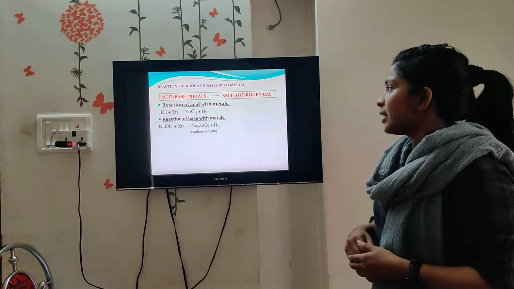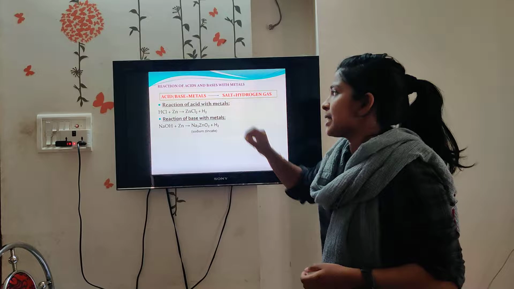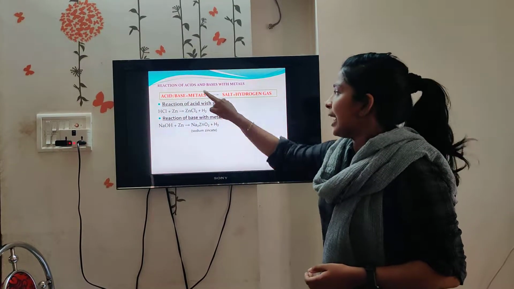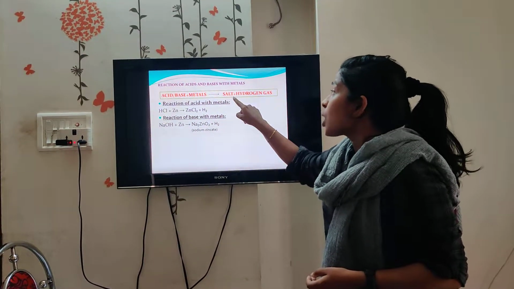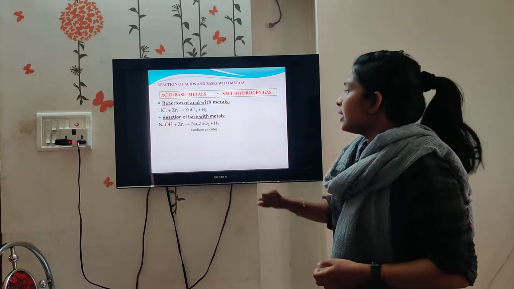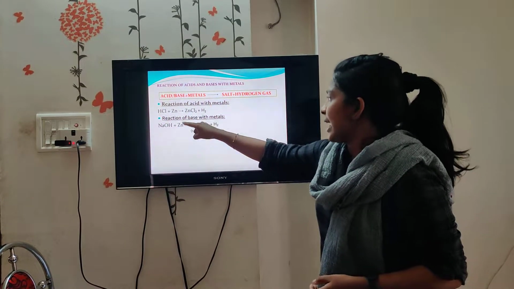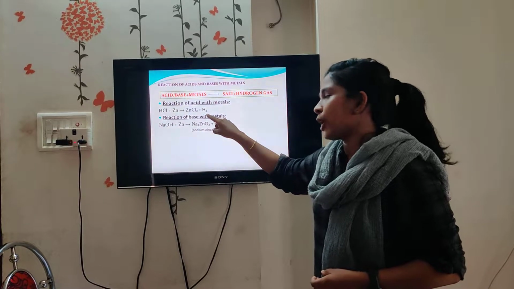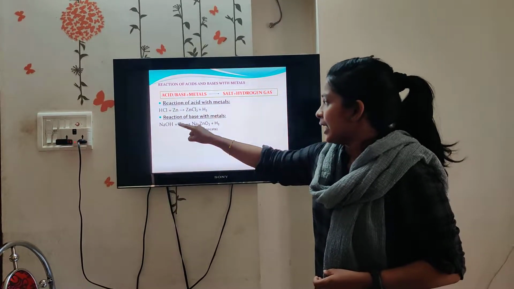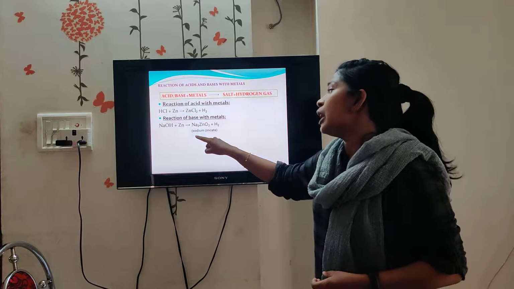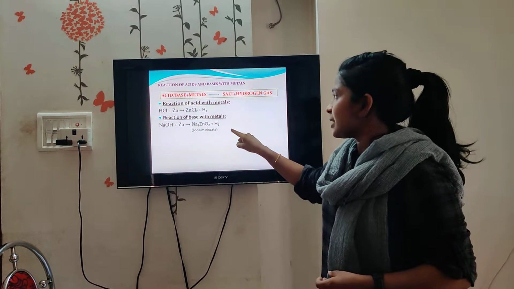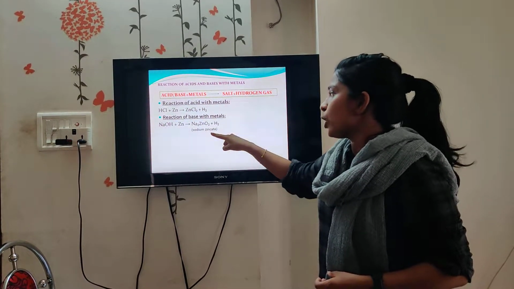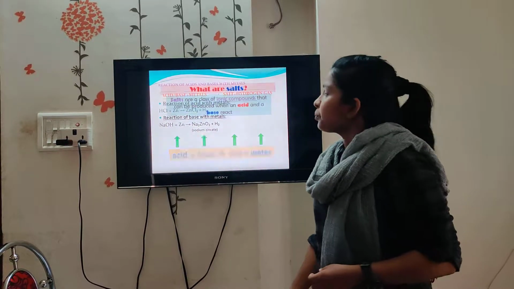Moving on to the next reaction, reaction with metals. Acid or base reacts with the metal to form salt and hydrogen gas. Here you have to look at the first reaction: HCl reacts with zinc metal to form zinc chloride and hydrogen gas. NaOH reacts with zinc metal to form sodium zincate and hydrogen gas. Zinc chloride and sodium zincate are salts.